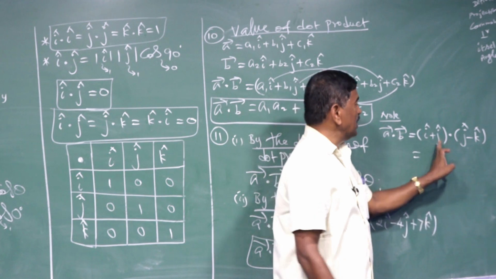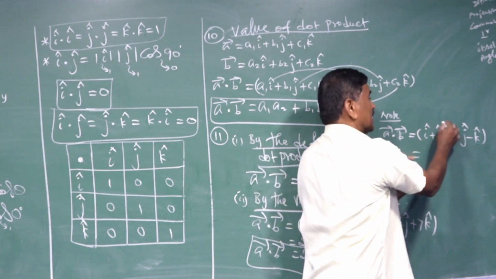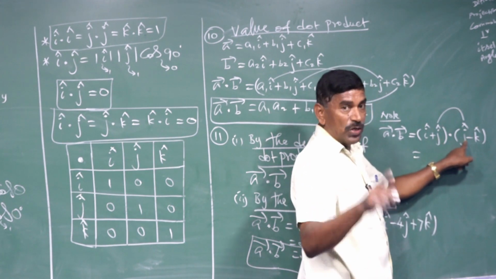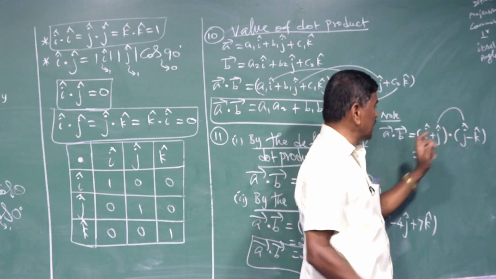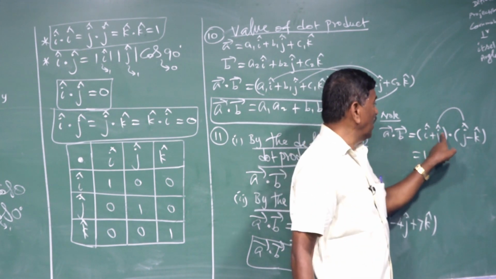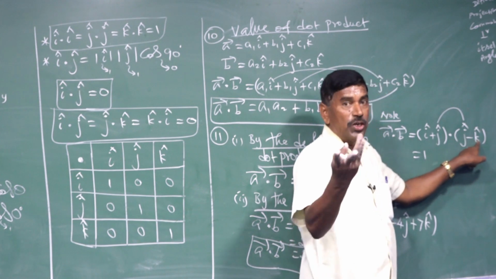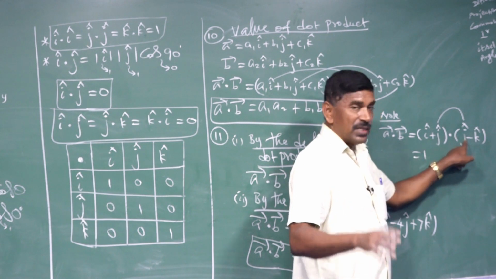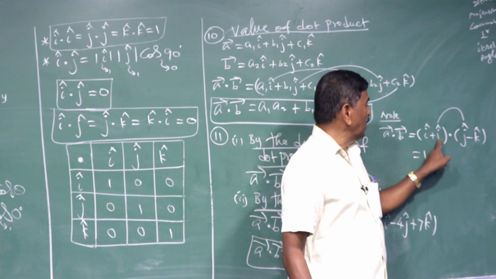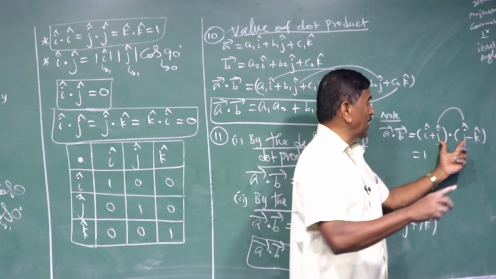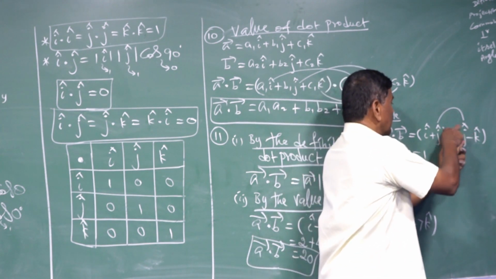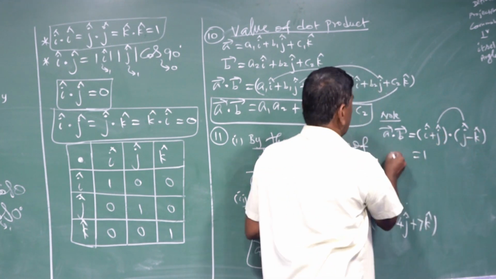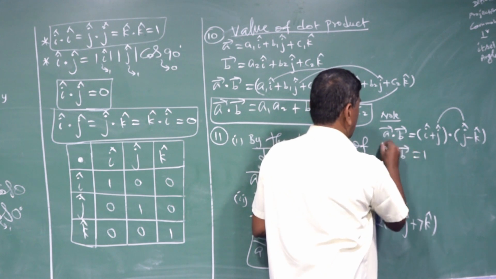Next step. Is j cap dot j cap possible or not? Yes, it is possible. j cap dot j cap is equal to 1, that is, here coefficient 1, here coefficient 1, so 1 is the answer. Next, k absent, k present, so no need to multiply. i absent, so no need to multiply. j present, so possible: coefficient 1, coefficient 1, 1 into 1 is equal to 1. So your answer is A vector dot B vector is equal to 1.